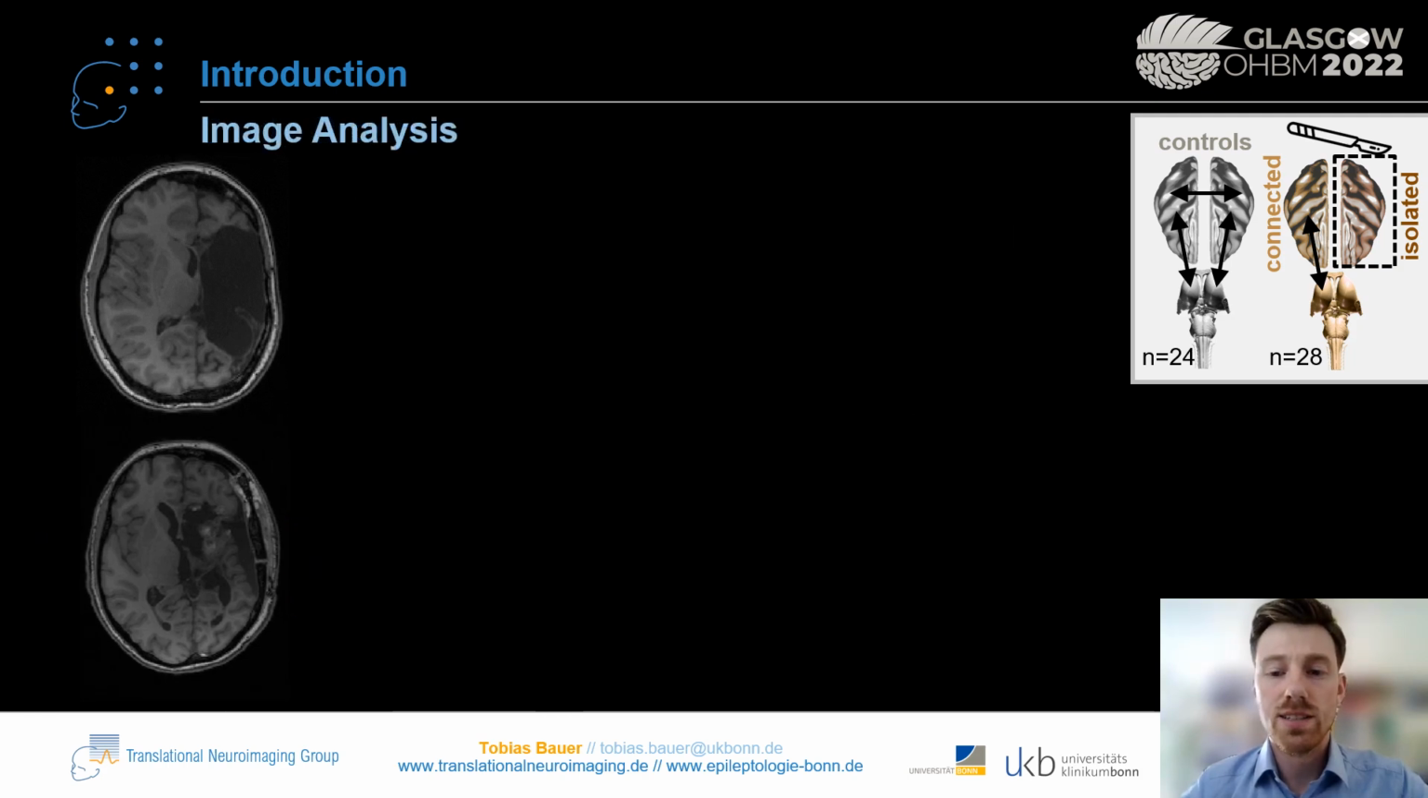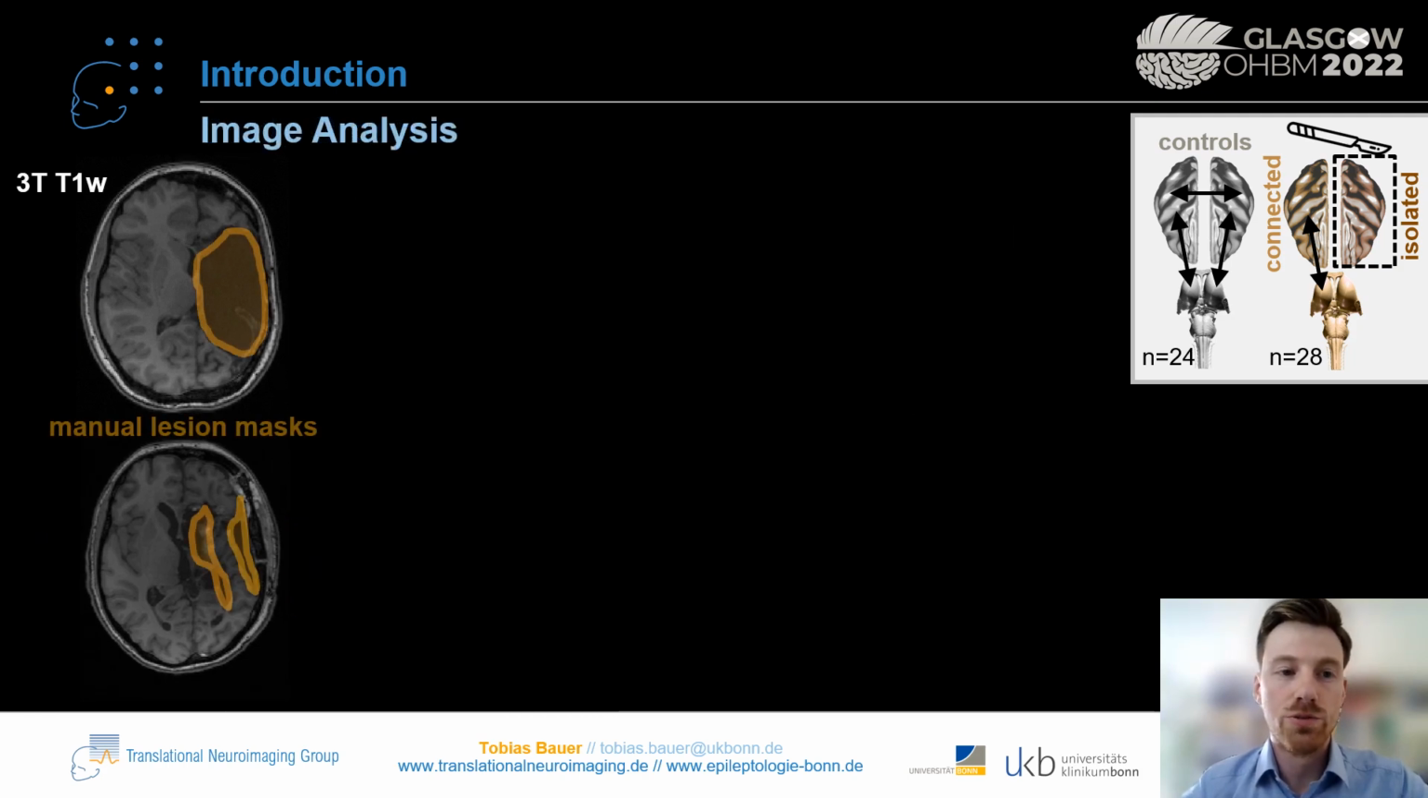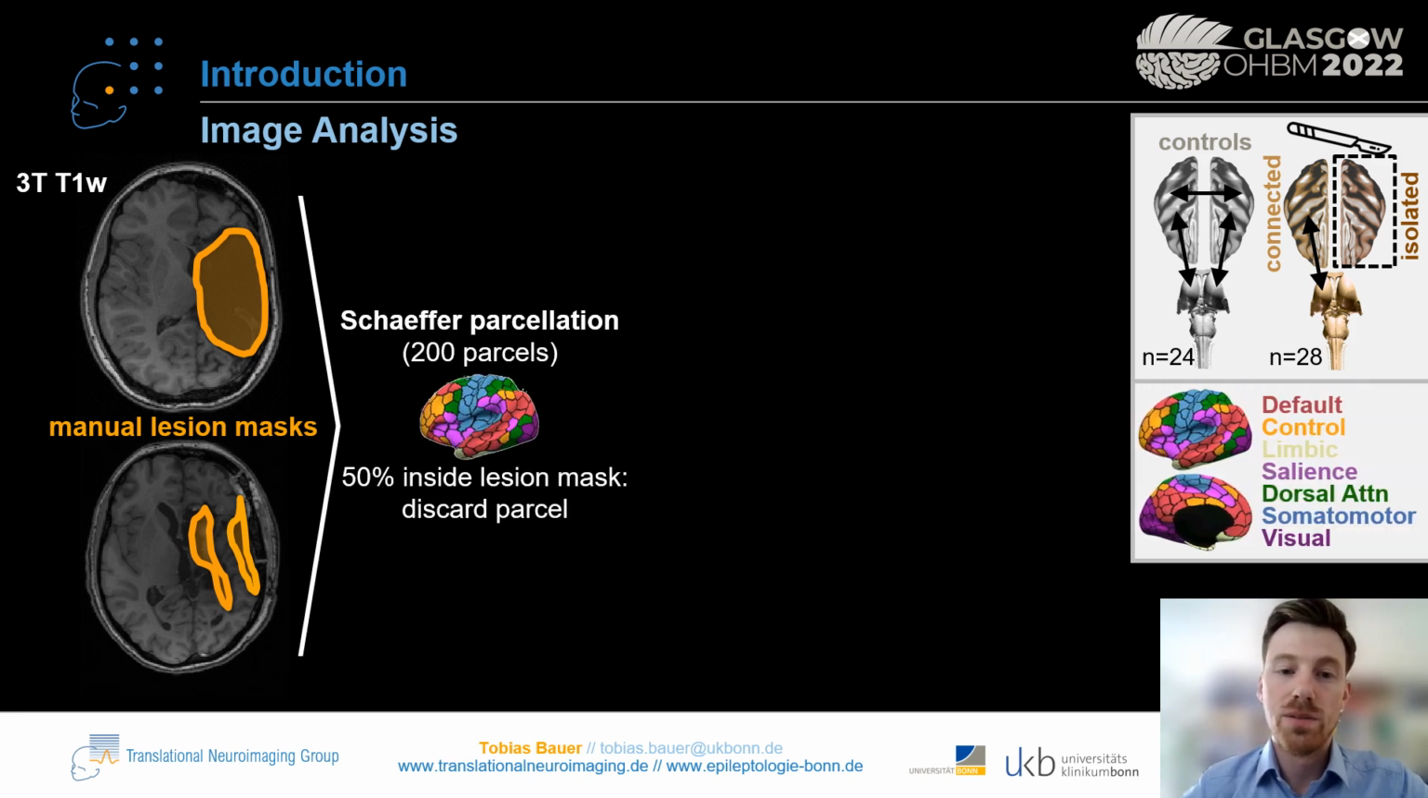Our image processing stream was as follows. We first of all drew manual lesion masks on the T1 weighted images and performed a parcellation into 7 networks that was further divided into 200 parcels, which is a very common parcellation.